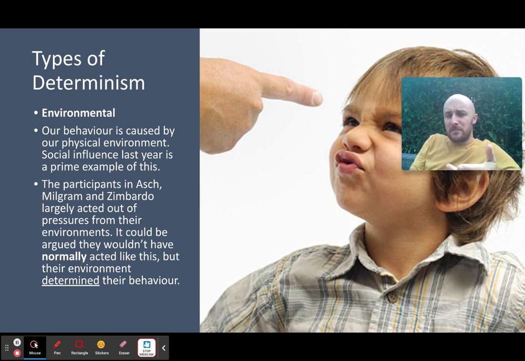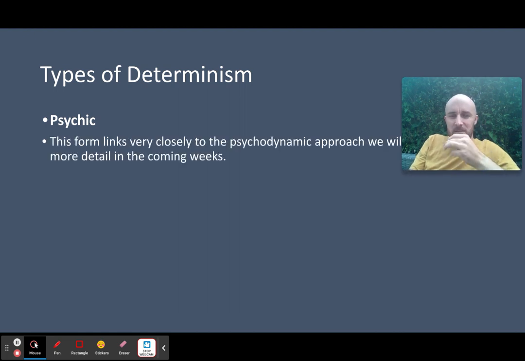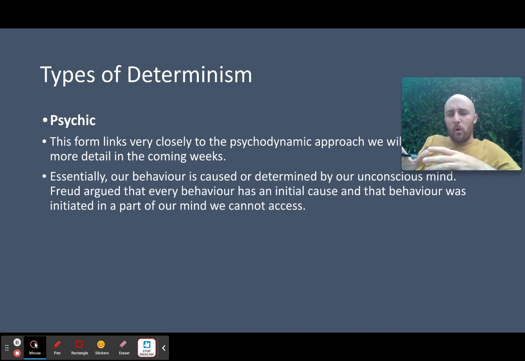So Asch, Milgram, Zimbardo, there's a lot of social influence studies that we looked at last year that you do need to know. And the last one, and probably the hardest one, is psychic determinism. If you're watching this in the first year and you haven't done the psychodynamic approach, you're probably going to struggle here. But this is the concept: your behavior is determined by what goes on in your unconscious mind. You don't have control over that.